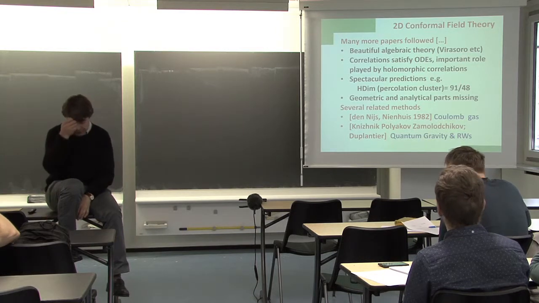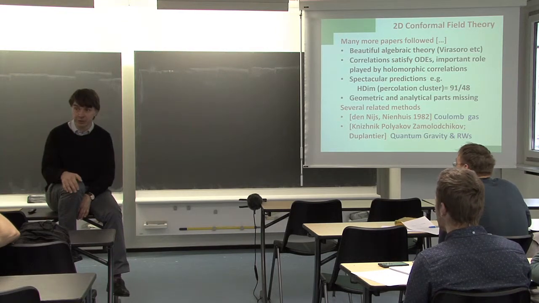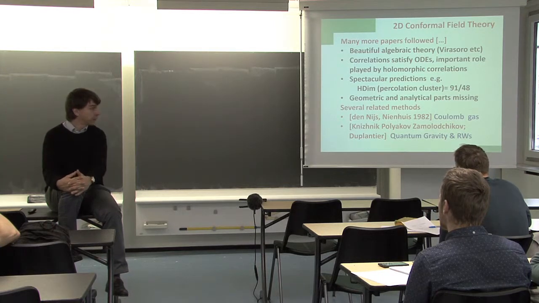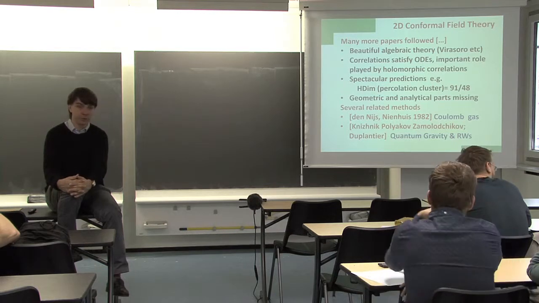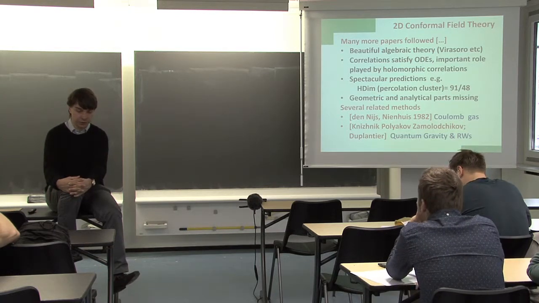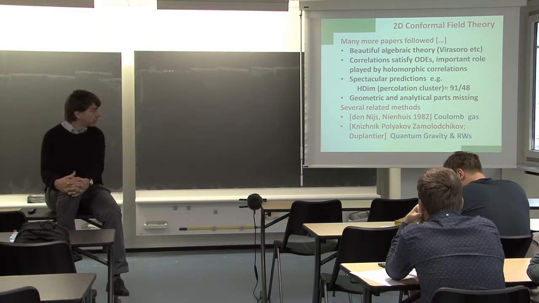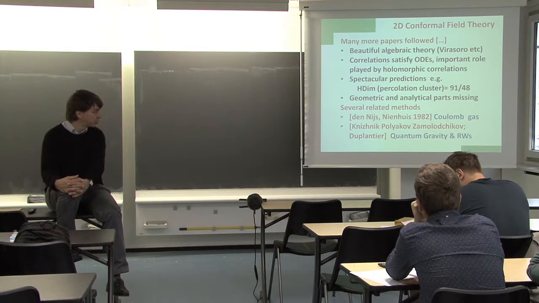Now, I should say that it's not as diverse as exact solvability, where really there are like 10 different methods. But still, there are a couple of spin-offs of this. I just mention two, which also give all these predictions. One appeared before conformal field theory. It's due to two Dutch physicists, Denijs and Nienhuis.